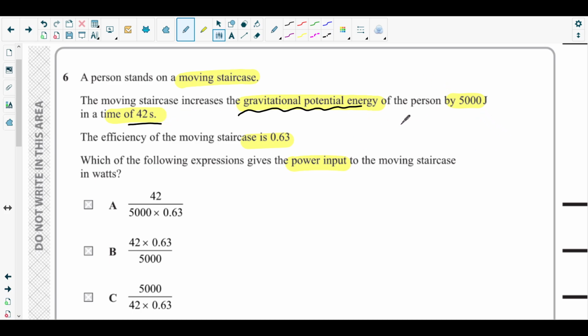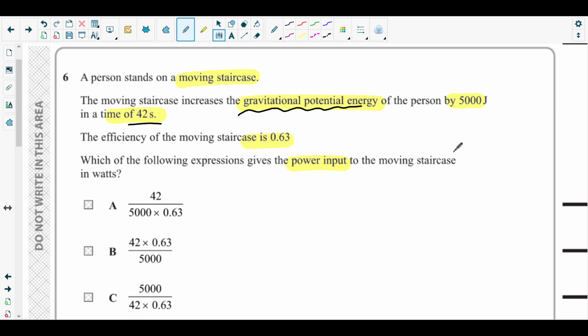So this is basically the energy what? Output. This is the output energy, because a person is standing on the staircase. Why? Because he wants to go up, right? He wants to go up. That means he wants to gain potential energy. So this is what? Useful energy output.